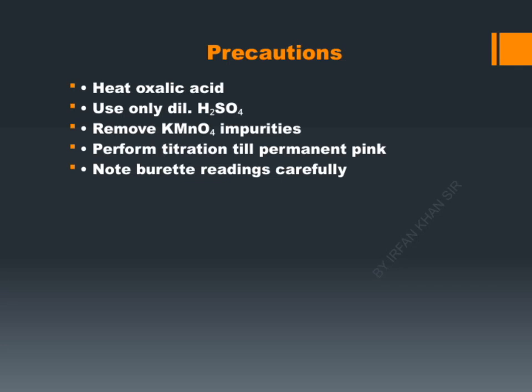All right, let's go over the key steps for the titration process. First, we need to heat the oxalic acid gently. This helps to ensure it dissolves properly and reacts completely during titration. Next, it's important to use only dilute sulfuric acid, H₂SO4, to maintain safety and accuracy in our reactions. Remember, adding concentrated acids can be dangerous and may skew our results. After that, we need to carefully remove any impurities of potassium permanganate, KMnO₄. These impurities can interfere with the titration, so thorough removal is essential for precise measurements.